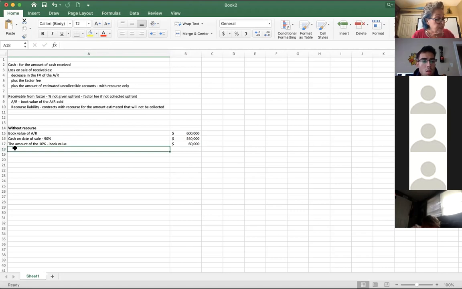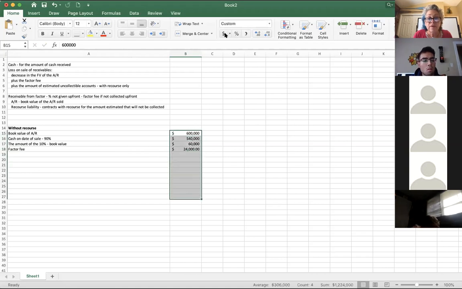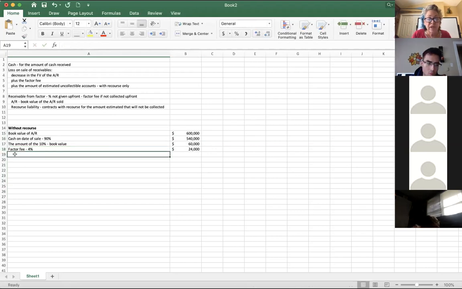The factor fee is equal to 4% of the total factored amount. So my factor fee is the book value of my accounts receivable times the factor fee of 4%, so $24,000. So the factor fee is $24,000.